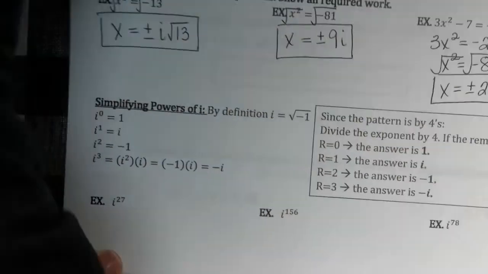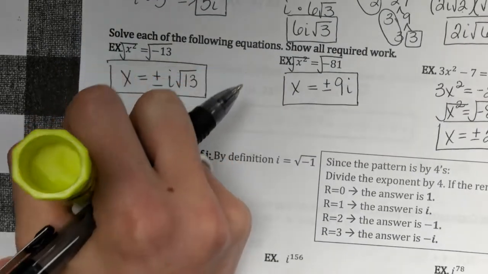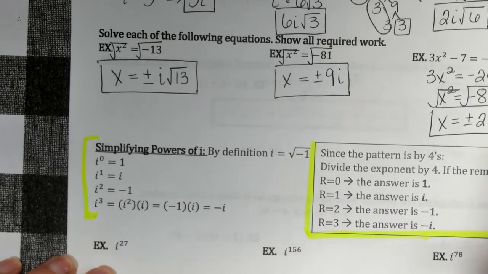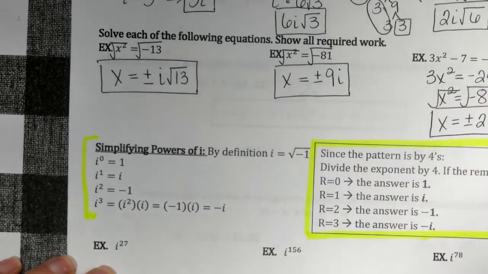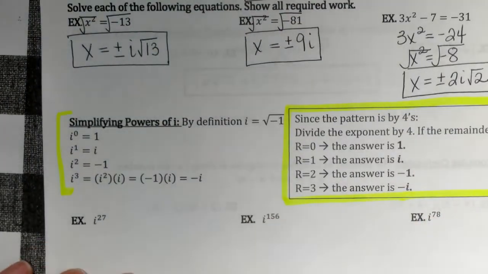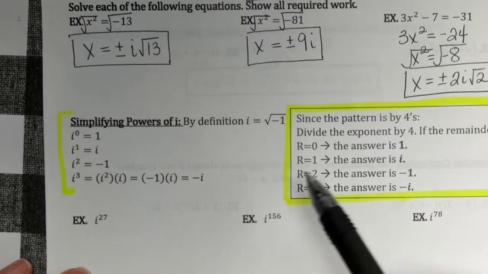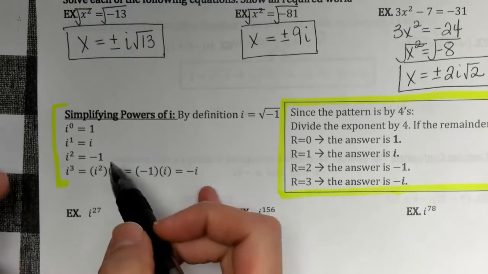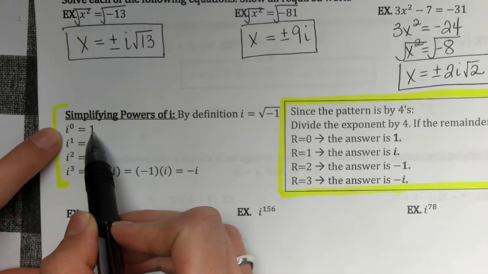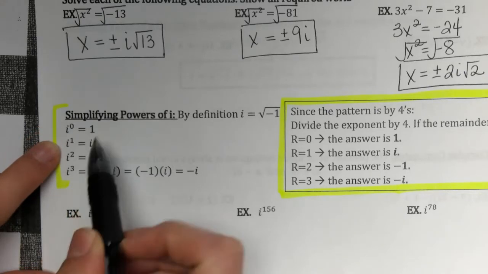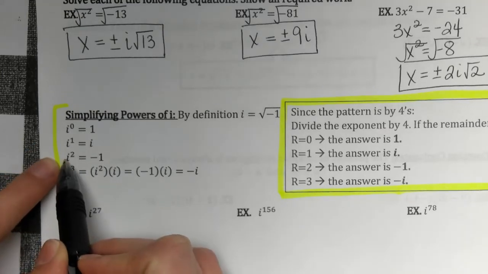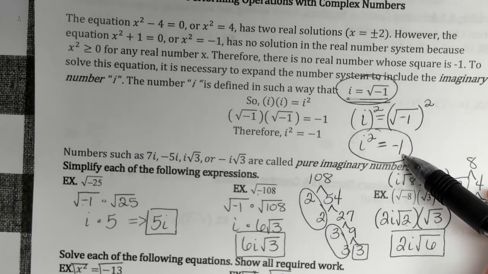Now this right here, you are going to have to memorize. Okay? Simplifying your powers of i. Okay, we know that i is the square root of negative 1. Okay? So if you think about i to the 0 power, anything to the 0 power is 1, whether it's imaginary or real. i to the first is just i. i squared, we talked about earlier, is a negative 1.